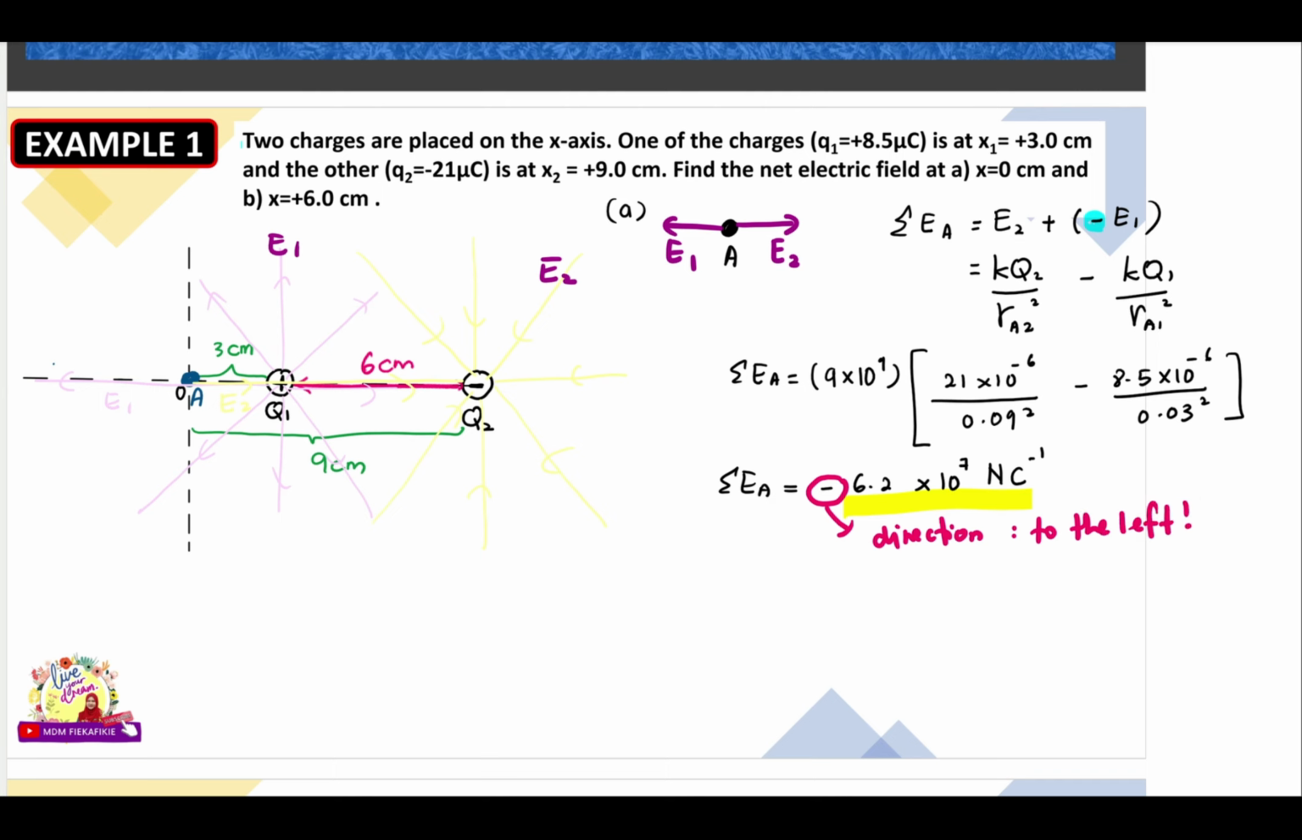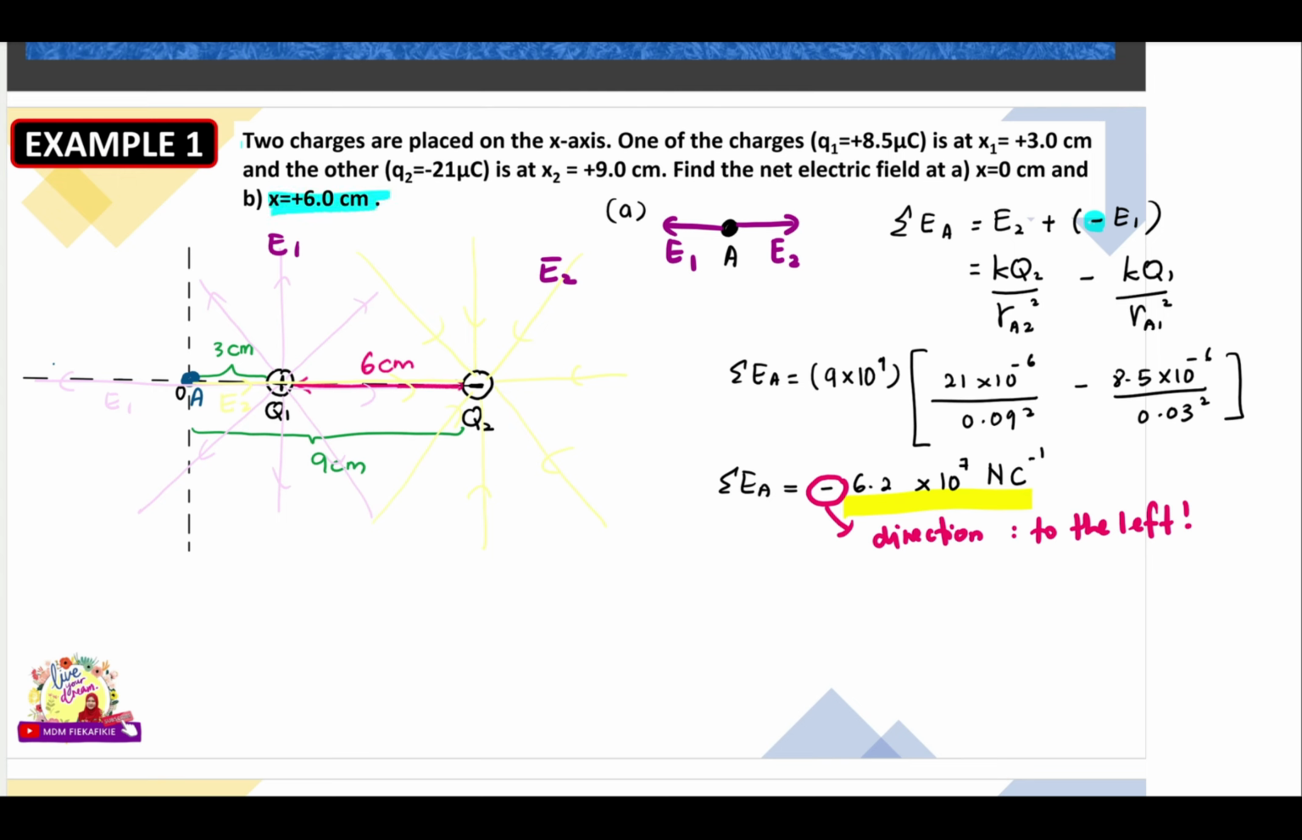Okay, so finish for A. And then for B, we want to determine the net electric field at point B. Kita tak nama point B lah. Di mana kedudukannya adalah 6 cm. X equal to 6 cm.